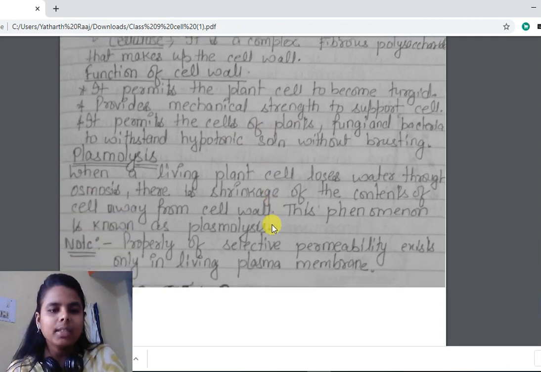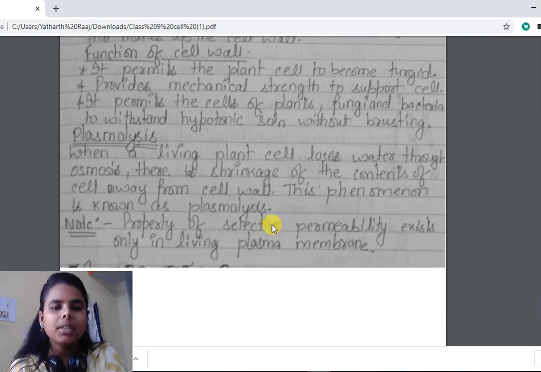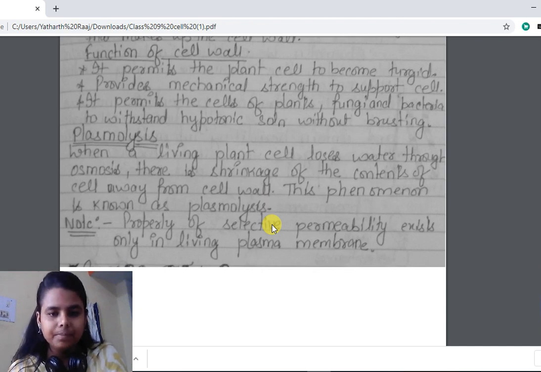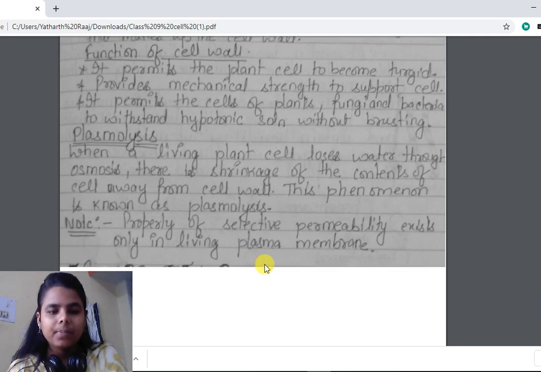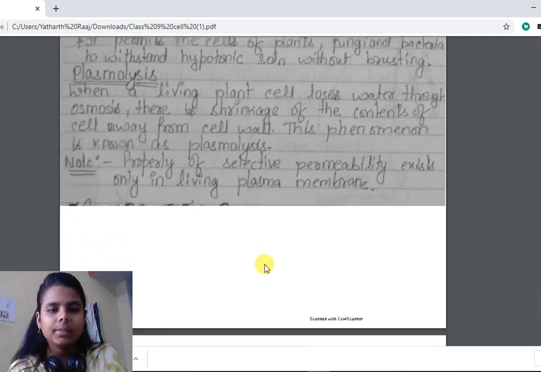So what is plasmolysis? Plasmolysis is when the cell loses water through osmosis, then there is shrinkage of the contents of the cell away from the cell wall. This phenomenon is known as plasmolysis. So the property of being selectively permeable exists only in a living plasma membrane. That means in a dead plasma membrane, there will be no selective permeable ability.